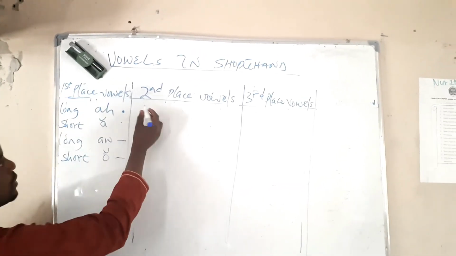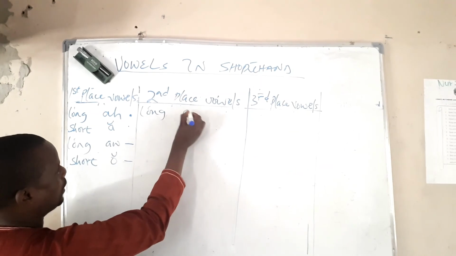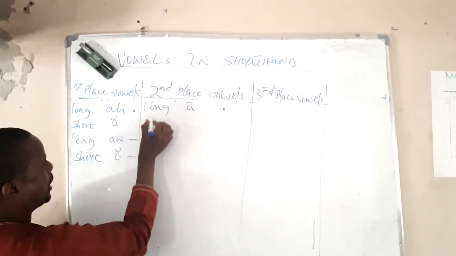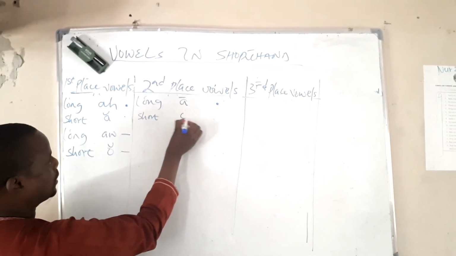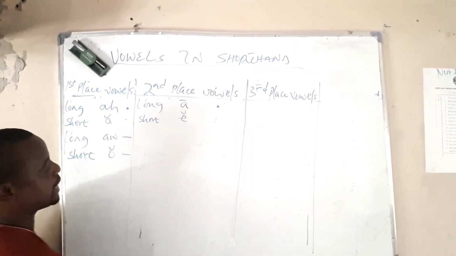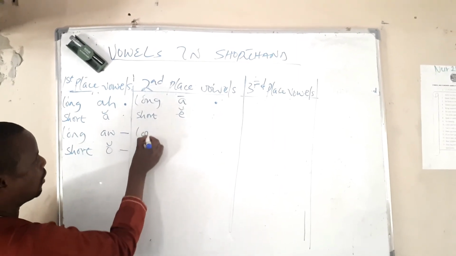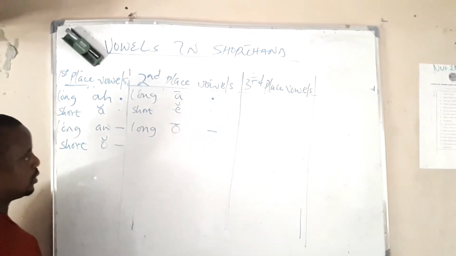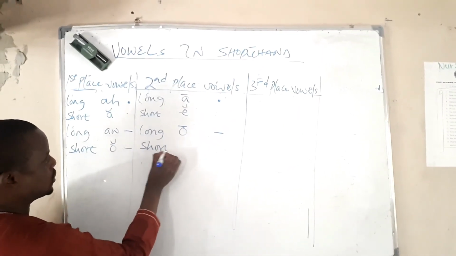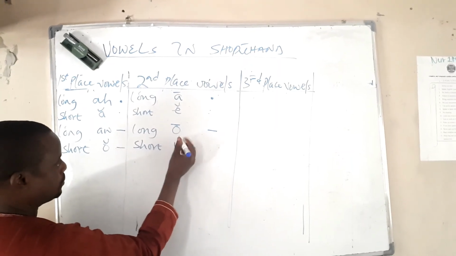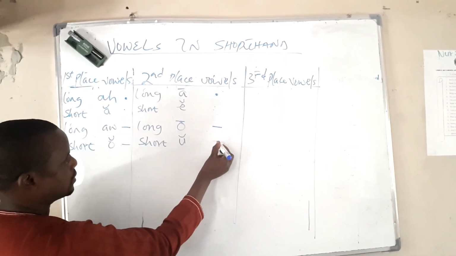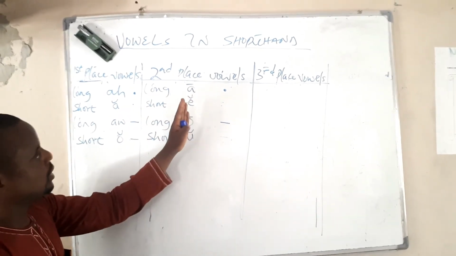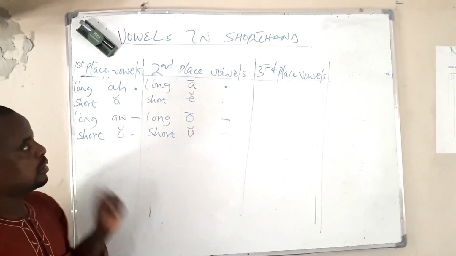Then let us see the second place vowels. We have long A, which is represented by a heavy dot. Then we have short A, which is represented by a light dot. Then we have long O, which is represented by a heavy dash. Then we have short O, which is represented by a light dash. These are the 4 vowels that we have under second place vowels.